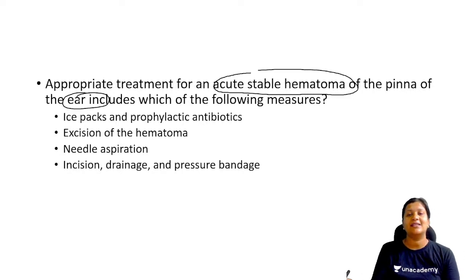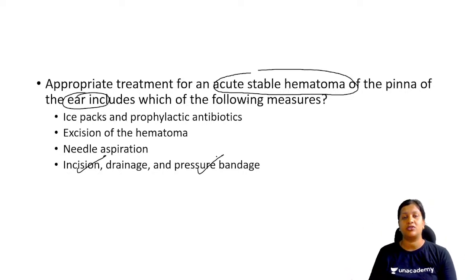So whenever there is a hematoma of the pinna, which we call hematoma auris, very good, Ayan, you have to definitely drain that hematoma. So you will do incision and drainage, but the most important thing is to prevent reaccumulation. You will have to put a pressure bandage. If you do not put a pressure bandage, there will be reaccumulation of the hematoma.